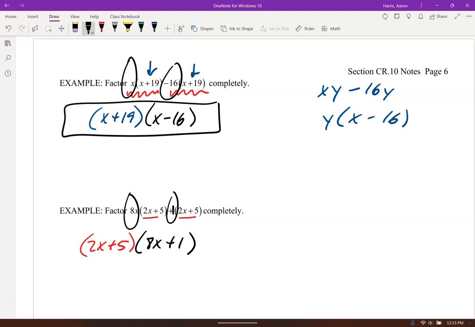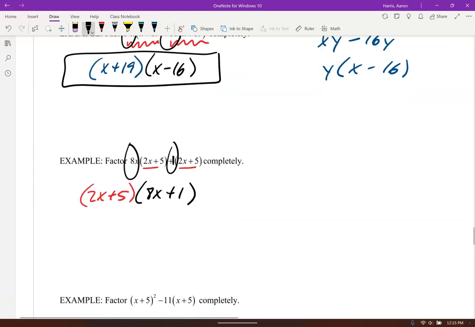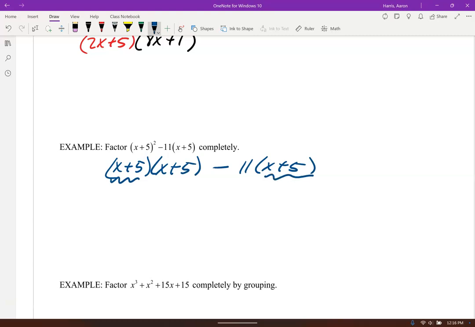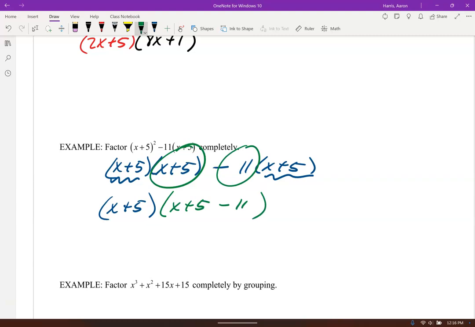So then the question becomes, what about this one? I got 2 of these x plus 5s. In fact, let me write it out this way. x plus 5 minus 11, x plus 5. I have an x plus 5. I'm going to factor out an x plus 5. And I'm left with one of these x plus 5s minus the 11. So this ends up being x plus 5, and then 5 minus 11, x minus 6.